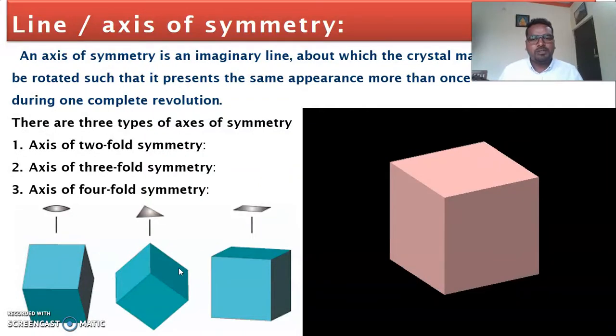Line or axis of symmetry means it's an imaginary line. It passes through the crystal, and on rotating the crystal about that axis or line, it presents the same appearance more than once during the course of a complete rotation, or 360-degree rotation. This is called a line or axis of symmetry. There are three types of axis of symmetry.